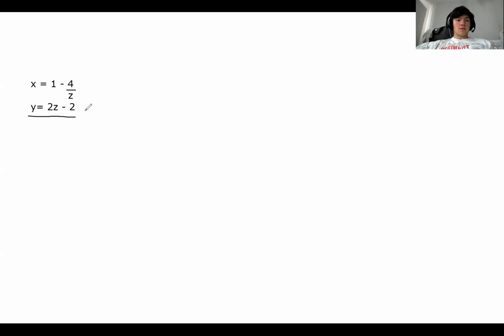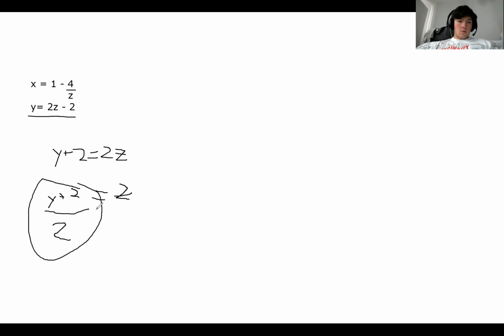So if I want to solve for z, what I'm going to do is bring that 2 over. So I have y plus 2 equals 2z. Okay, and then just to solve for z, I just divide by 2. So we'll get z equals y plus 2 all over 2. Okay, so once we have this, then what we can do is just plug this in for z over here.